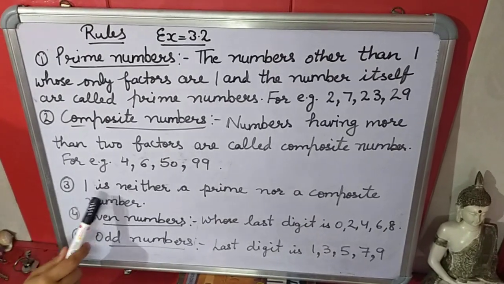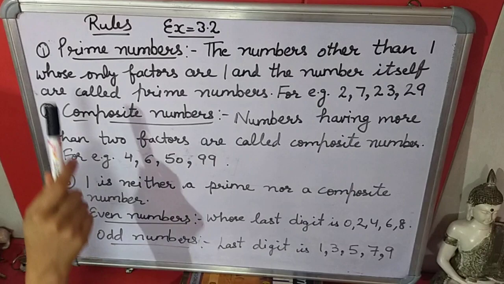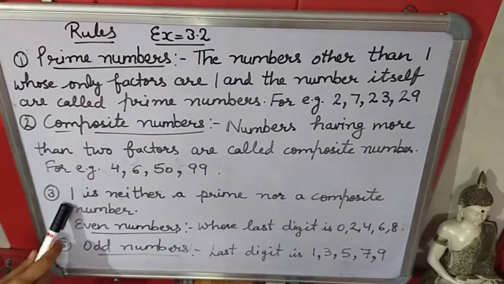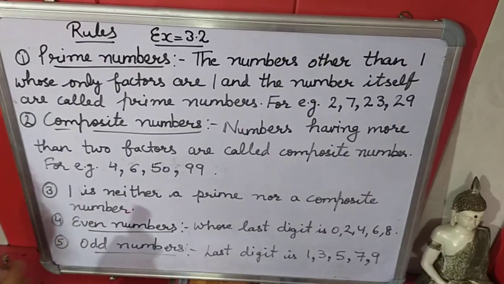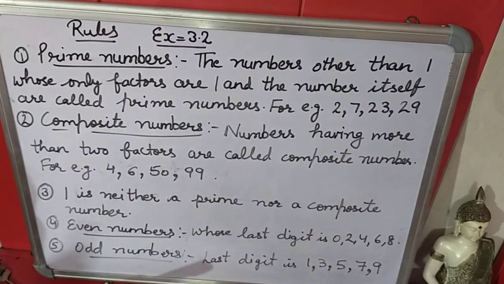Third point is 1 is neither a prime nor a composite number. 1 will not come in prime numbers and 1 will not come in composite. 1 has only one factor, only 1. So 1 is neither a prime nor a composite number.